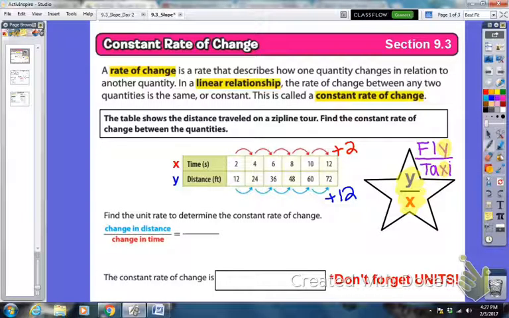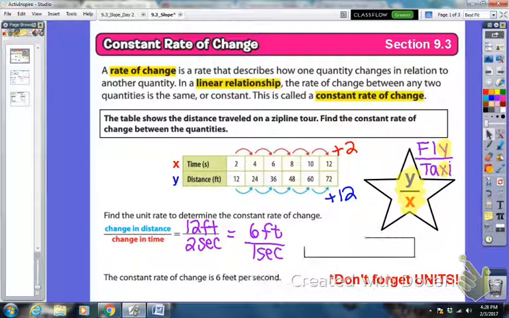So just remember that. The change in distance was 12 feet, and the change in time was 2 seconds. If you simplify that, 12 divided by 2 is 6. I still have feet over 1 second, and we can write that the constant rate of change is 6 feet per second. And really important, do not forget your units. You need some units on your unit rate. So I just find the change in the distance and the change in the time, and divide them, y over x.